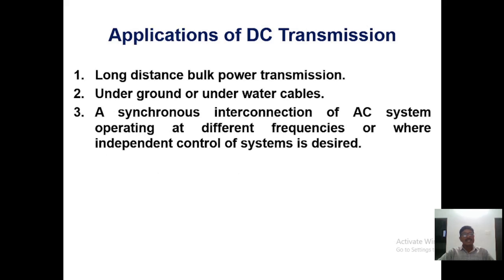Then what about the applications of DC transmission? For long distance bulk power transmission, we are using the DC transmission system for reducing the losses. And for underground or underwater cables, we are using the DC transmission system. It is also used for asynchronous interconnection of AC systems operating at different frequencies, or where independent control of the system is desirable, in the DC transmission system.